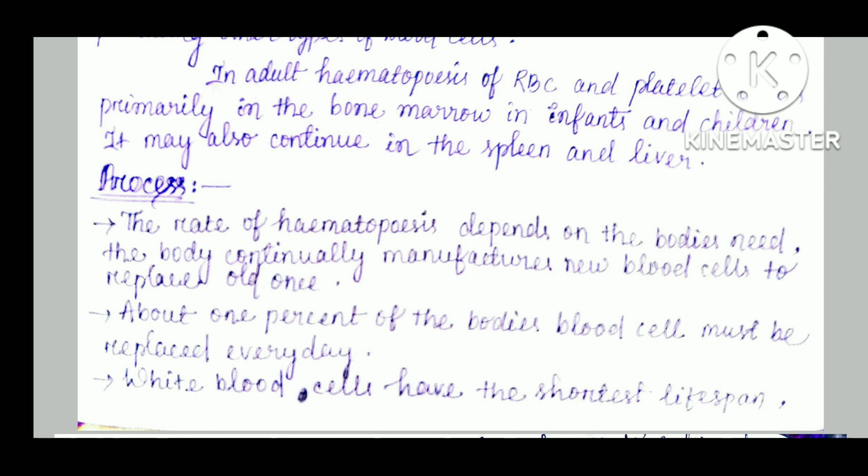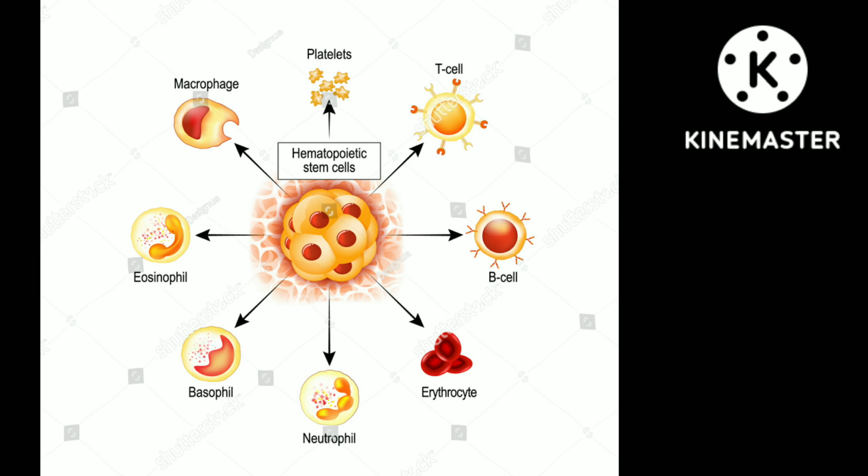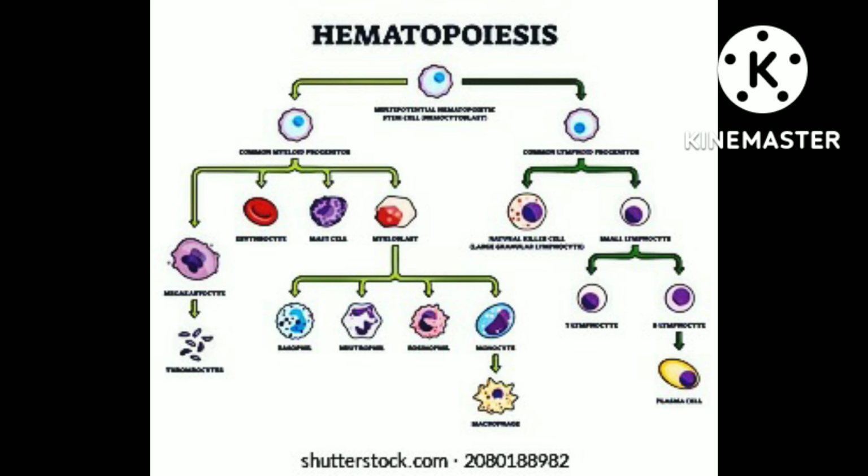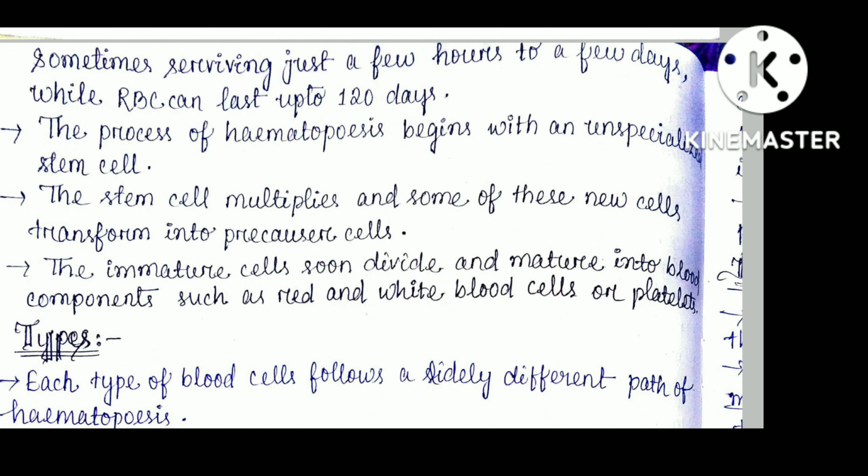White blood cells have the shortest lifespan, sometimes surviving just a few hours to a few days, while RBCs can last up to 120 days. The process of hematopoiesis begins with an unspecialized stem cell. The stem cell multiplies and some of these new cells transform into precursor cells. The immature cells soon divide and mature into blood components such as red and white blood cells or platelets.